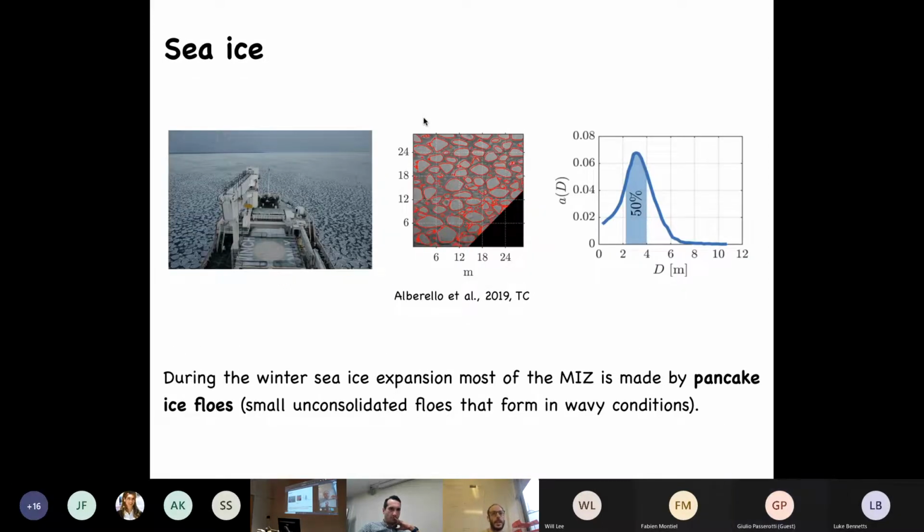In those conditions, especially in winter when sea ice forms, we have this constant wave action, so the ice doesn't form as a flat sheet like the one that Giulio presented in the previous presentation, but in the form of small floes that don't consolidate because of the wavy conditions themselves. Those small floes are in general between 2 and 4 meters, around the 3 meters mark, and are called pancake ice floes. So their characteristic dimension is much smaller than the characteristic wavelength. This kind of ice makes up most of the winter marginal ice zone for tens of kilometers on the ocean side.